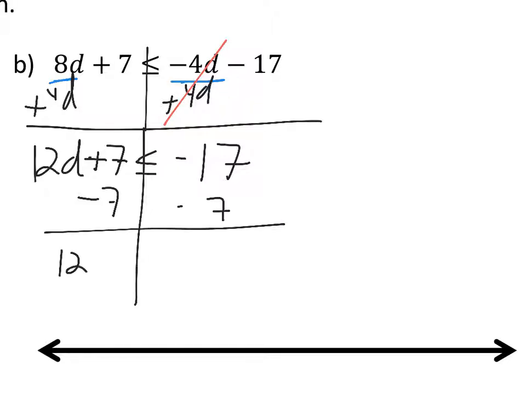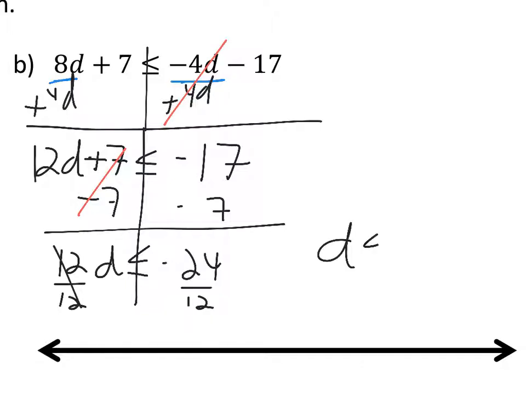So I get 12d is less than or equal to negative 24. So I'm going to now divide by 12 because d is being multiplied by 12. So I'm going to perform the inverse. So I'm going to get d is less than or equal to negative 2. And now here, I did not divide by a negative. It was a positive 12, so the sign, again, does not flip.